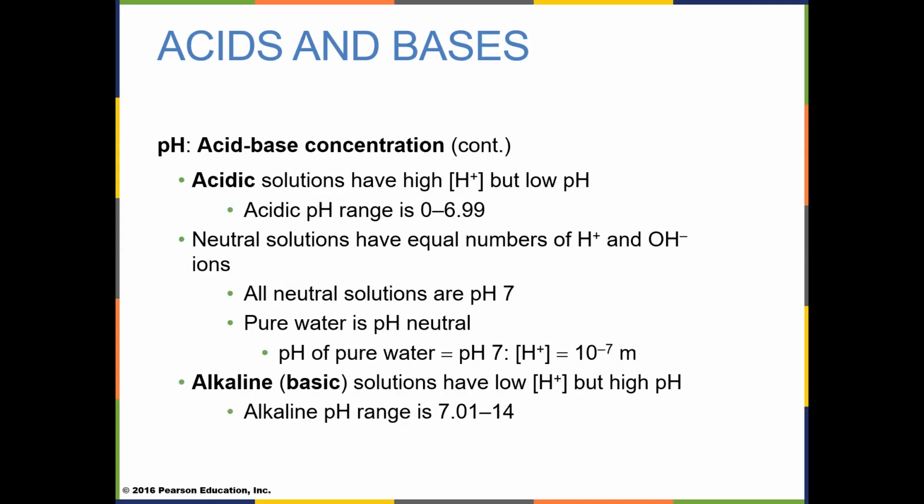So our normal range goes 0 to 14. Distilled water has a pH of 7. That's neutral. Our bodies are not at neutral. Our bodies are slightly alkaline at 7.4. If you take a sample of arterial blood, you would see that the pH is right around 7.4. Anything above 7 is alkaline or basic. Everything below 7 is acidic.